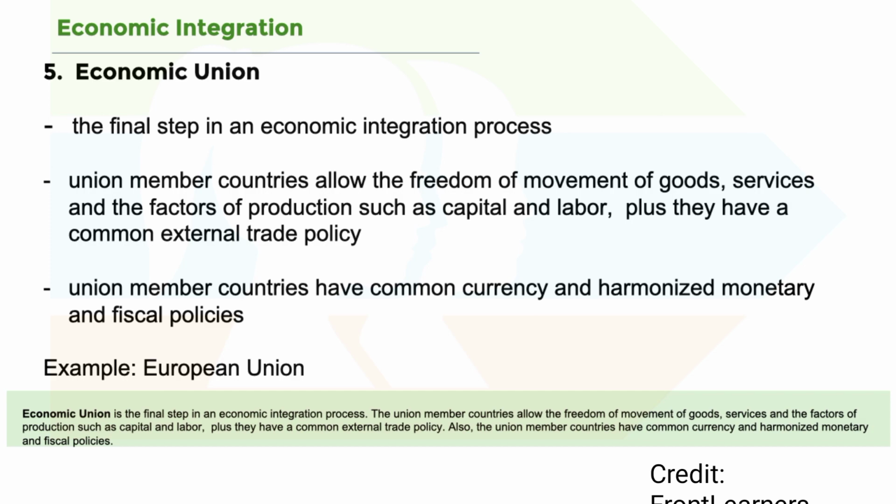Fifth is the economic union. It is the final step in an economic integration process. The union member countries allow the freedom of movement of goods, services, and the factors of production such as capital and labor. Plus, they have a common external trade policy. Also, the union member countries have a common currency and harmonized monetary and fiscal policies.